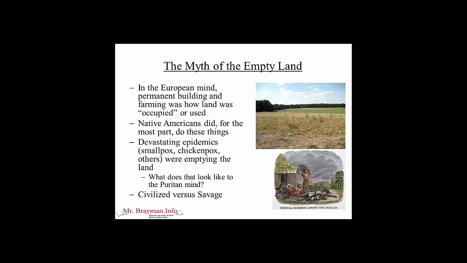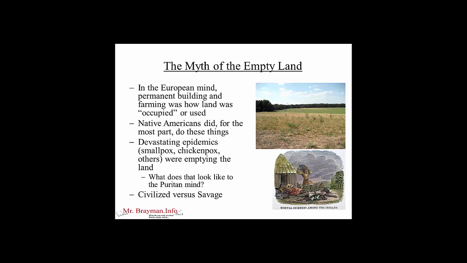And this was helped along, too, by devastating epidemics like smallpox and chickenpox and others that really were emptying the land. I mean, you get some areas in New England where these diseases had like a 60, 70% mortality rate. I mean, 60, 70%. That's like in your classroom of 30 students, that's like 18 or 21 of them dying in a matter of months.